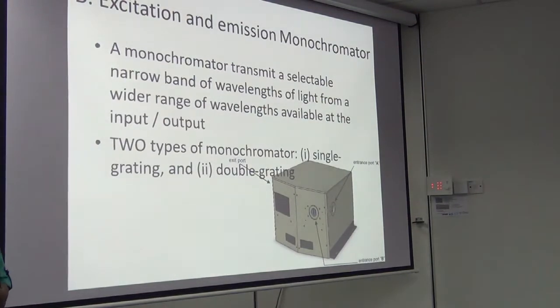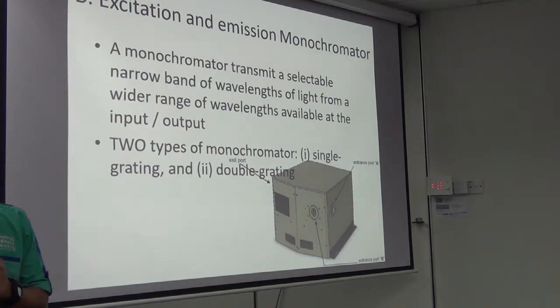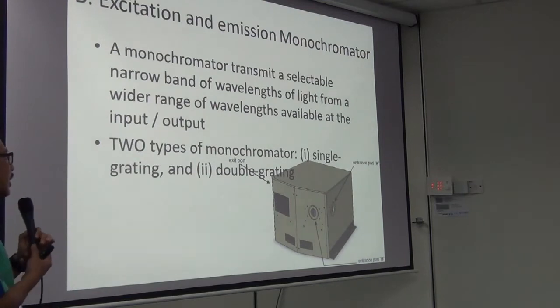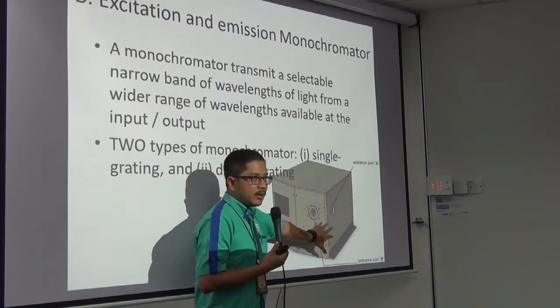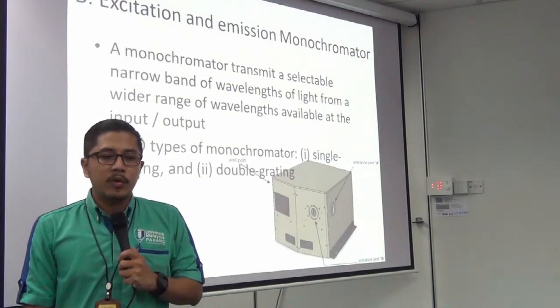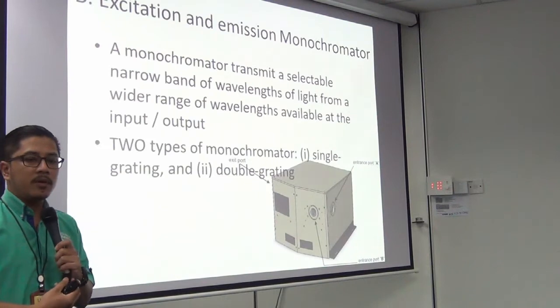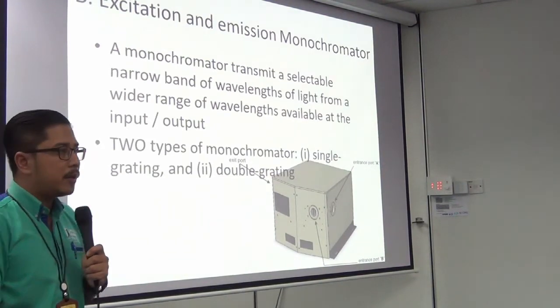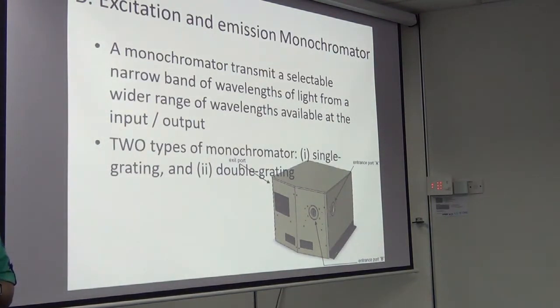Excitation and emission monochromator. A monochromator transmits a selectable narrow band of wavelengths of light from a wide range of wavelengths available at the input and output. It is built in a box, which we could observe from the instrument, a box similar to this. This is the part of the instrument where we place the monochromator for the light source and also the emitted wavelength. We have two types of monochromator, single grating and double grating, but we won't cover that topic in this solar cell course. That should be in an instrumentation or related course.